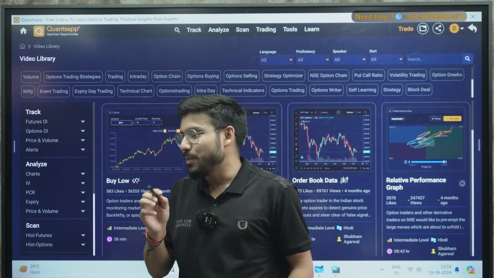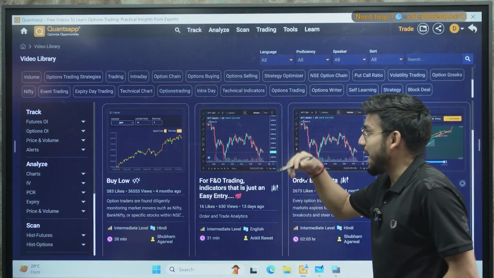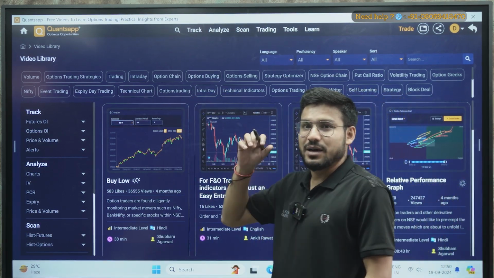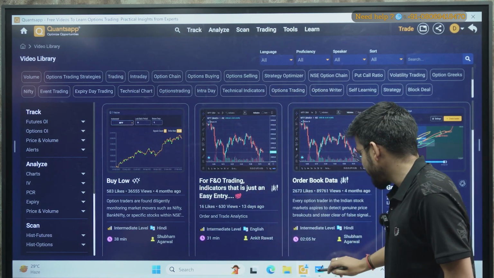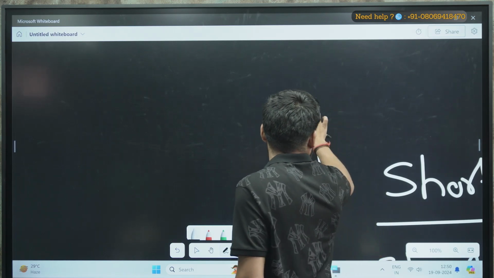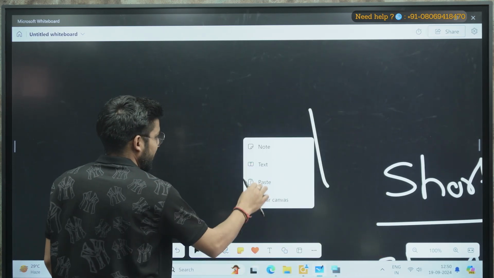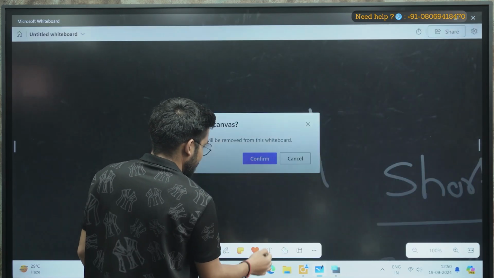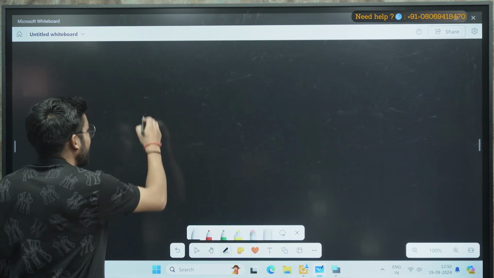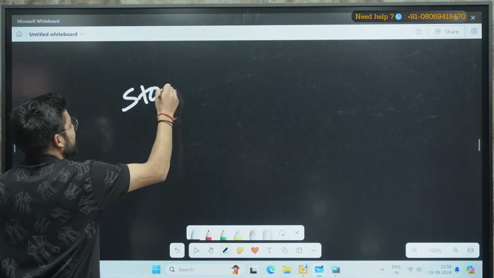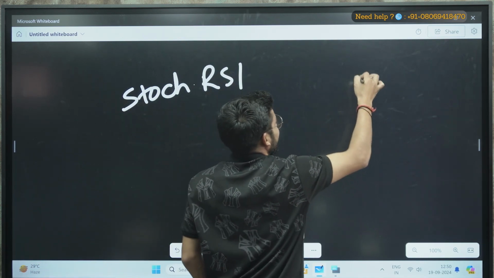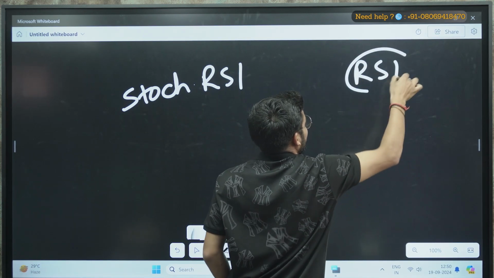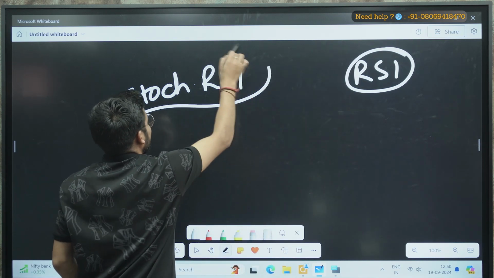So let's see. Before talking about the application in which we will apply the stochastic RSI in our chart, I'll tell you some basics about it. First of all, there is the stochastic RSI, and then there is the ordinary RSI that we generally use in the market. What is the difference between these two?